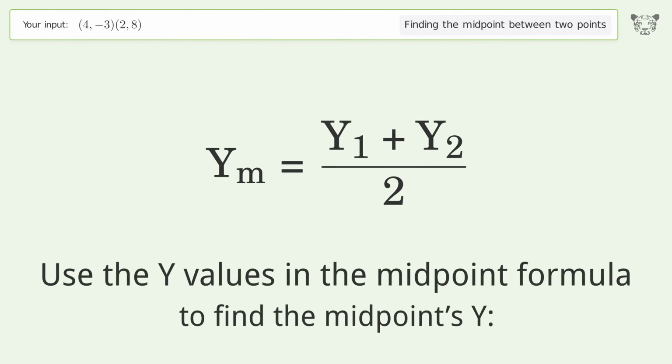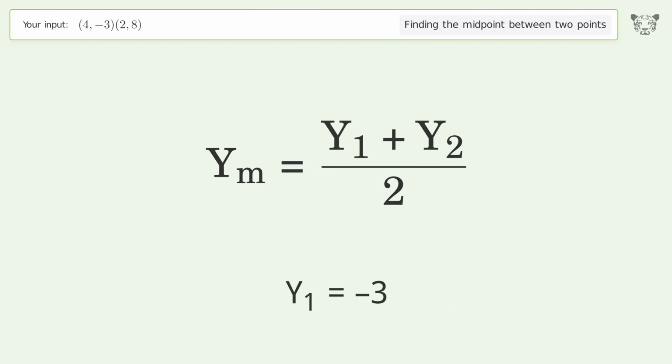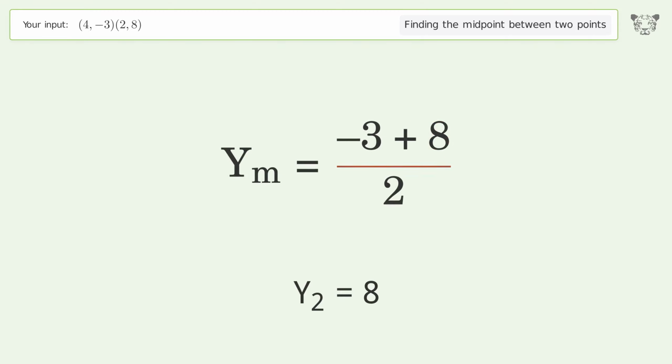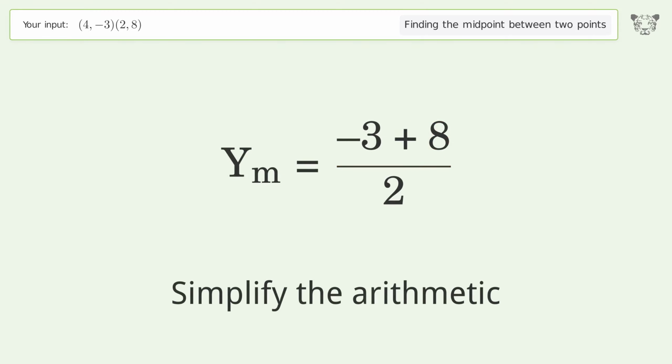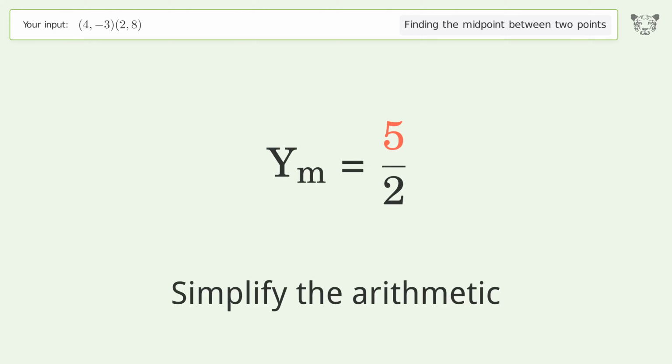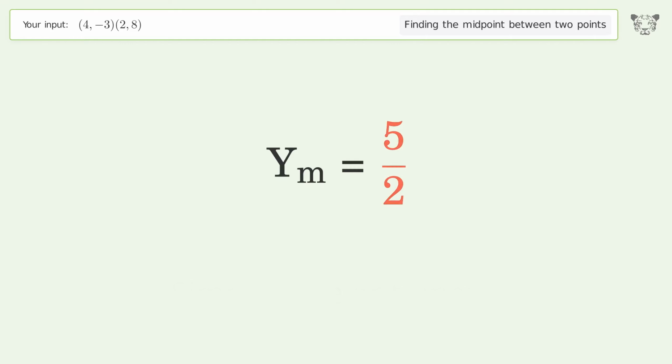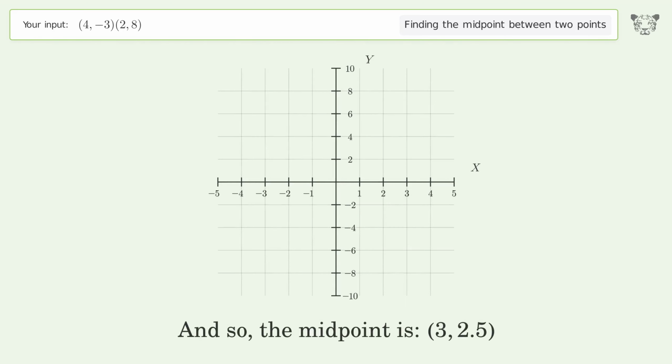Use the y values in the midpoint formula to find the midpoints y. y1 equals -3. y2 equals 8. Simplify the arithmetic. And so, the midpoint is 3, 2.5.